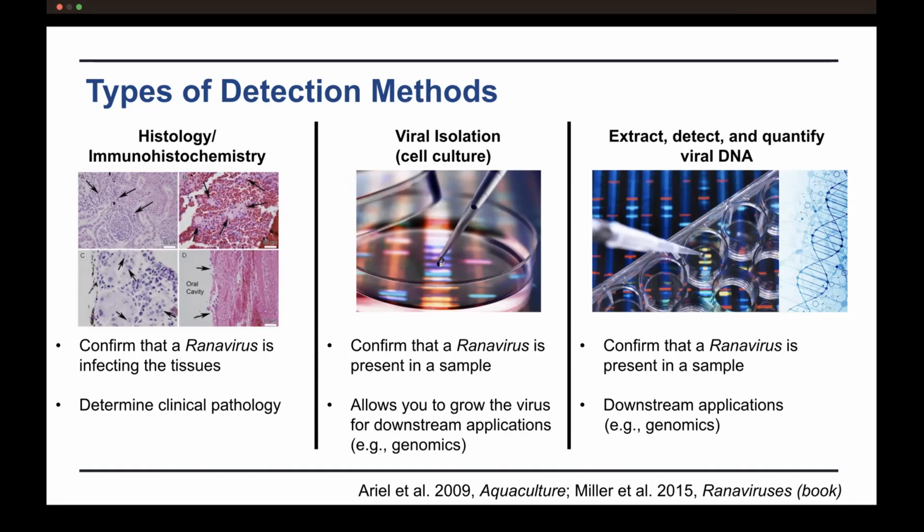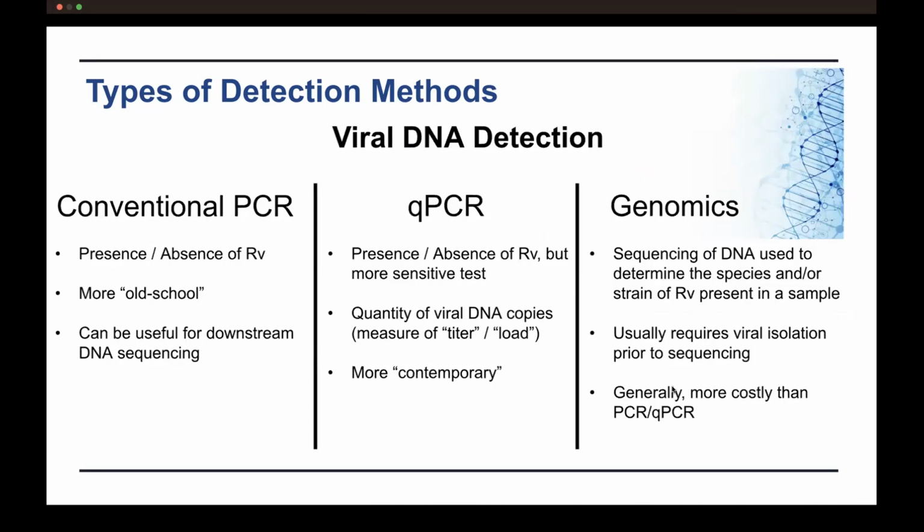Now, the most common method, if you're just trying to detect the presence or absence of the virus in samples, is through DNA extraction and detection of viral DNA. This is used to confirm that a ranavirus is present in a sample, and it can be used for downstream applications like genomics. So for this most common method, where you're trying to identify if the virus is in a sample by looking for pieces of its DNA, there are different methods. These aren't the only methods, but these are probably the most common ones.